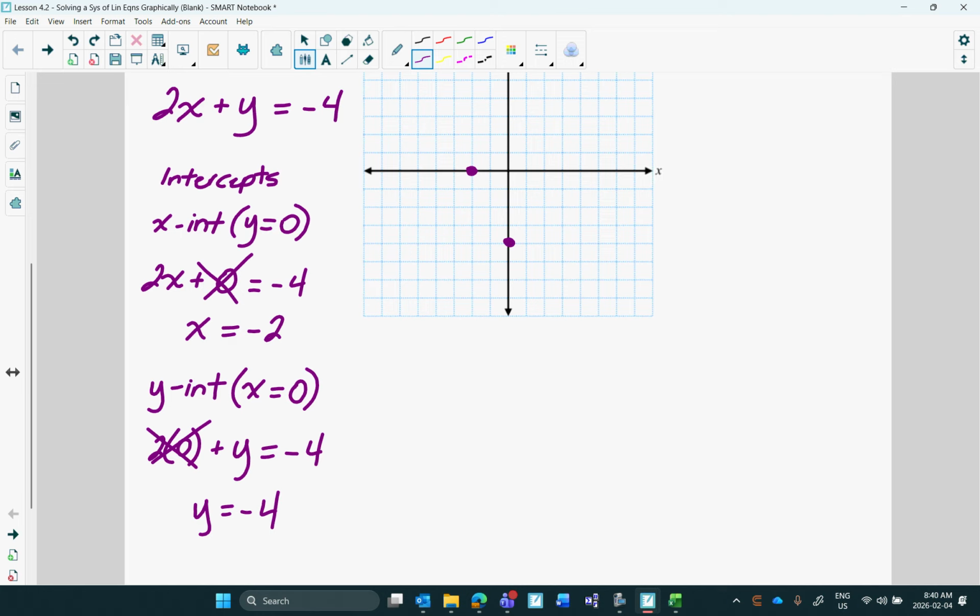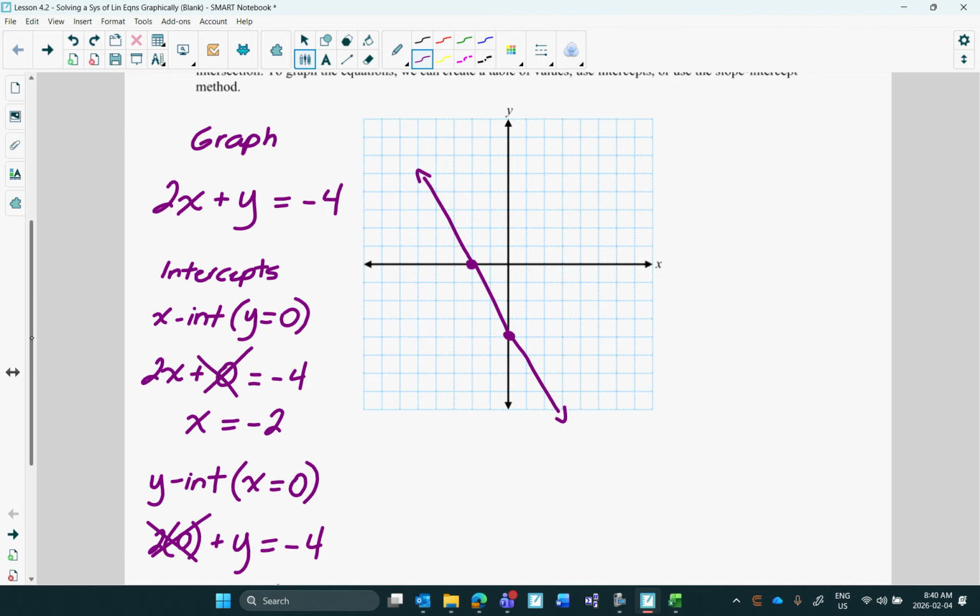And we've got our 2 points. We can draw a line through it. Try to make this as straight as possible, because we're going to do something with these graphs after. Okay, so that's one.